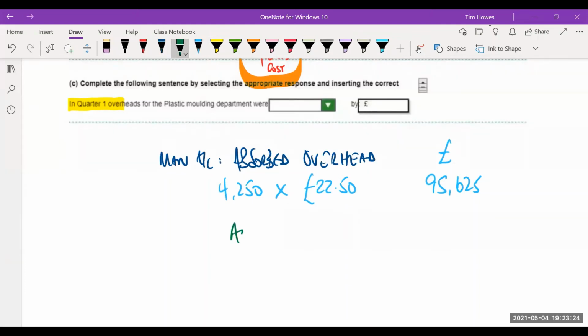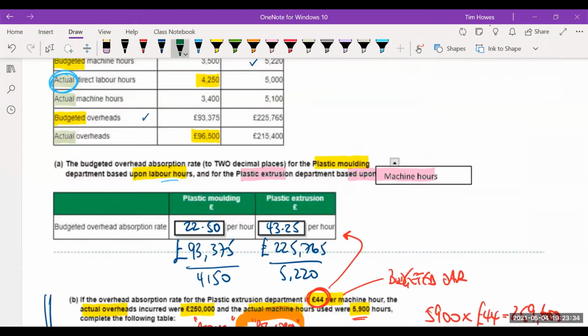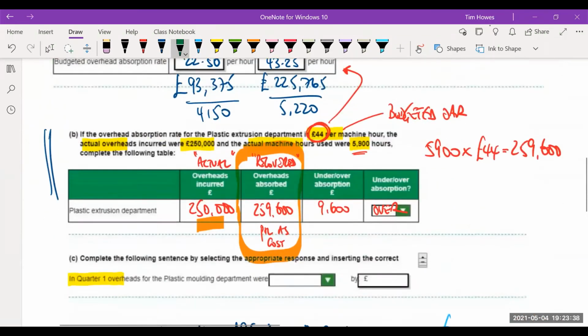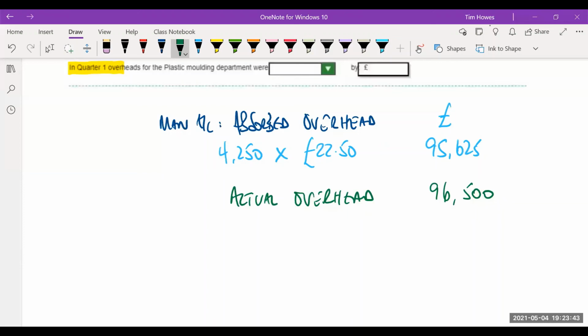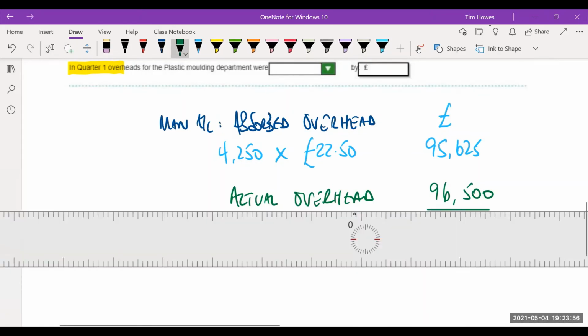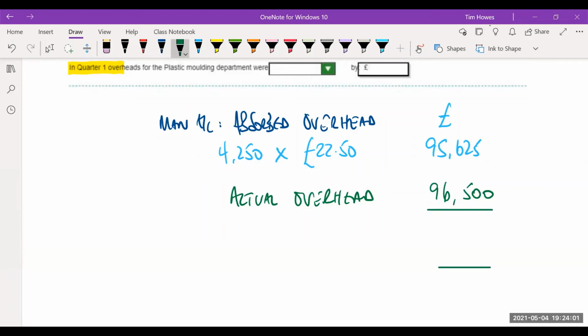But the actual overheads, let me scroll back because I can't remember the figure, were 96.5 grand, so 96,500. And the question is, what's the difference? The difference between those two numbers is 875. We now need to decide whether we've done too much, so we've overabsorbed, or we haven't done enough, so we've under. In our P&L account, the accountant has put in a cost of 95,625, but the actual cost is 96.5 grand, so hasn't put in enough. If we haven't put in enough, we have under absorbed.